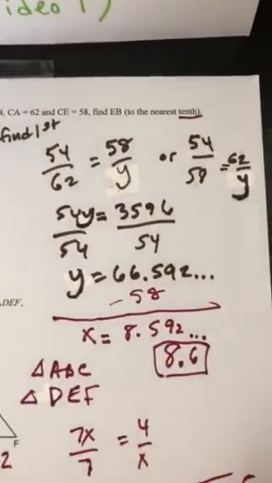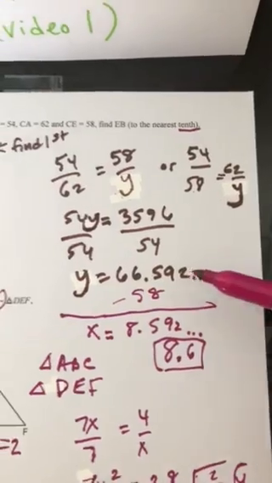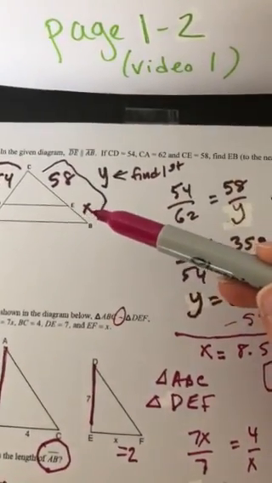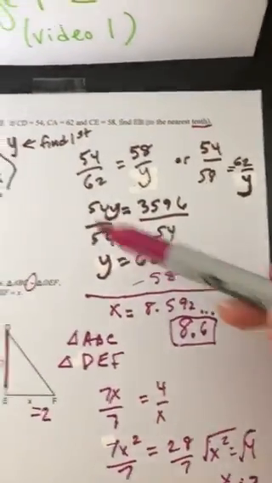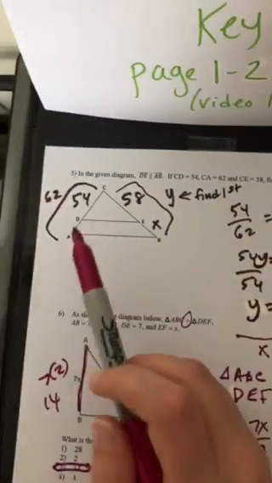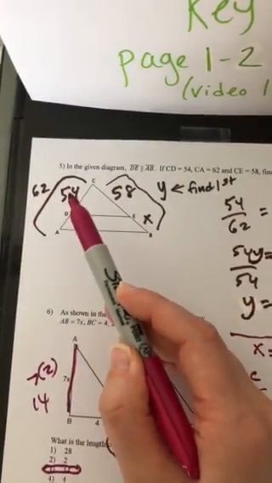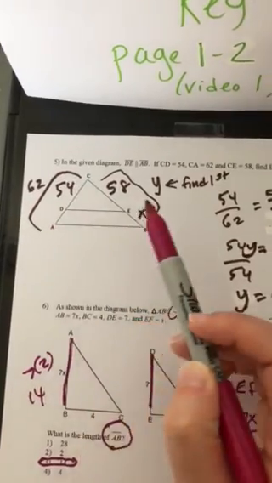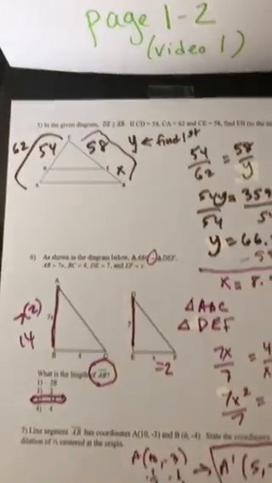And now there's how you solve it. Remember, if you got Y, the whole side is 66 and some decimals, then you subtract out the 58, and that's how you get X by itself. Some people could have also done this as a side splitter. If you did 62 minus 54, it would have been 54 over that number equals 58 over X.